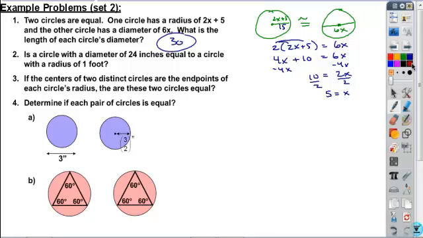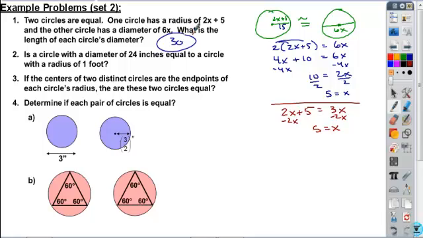And now there's an additional way that we could have approached this. Instead of saying that twice the radius is equal to the diameter, we could have said the radius is equal to 1/2 of the diameter. So we could have solved it in that fashion, subtract the 2x. We'd still get 5 is equal to x, so we'd still plug it in the same way.